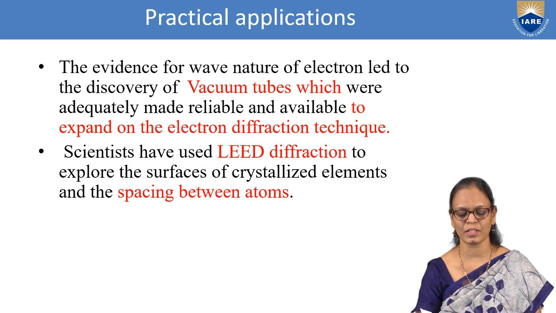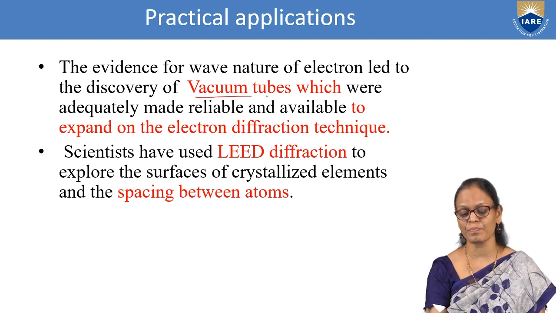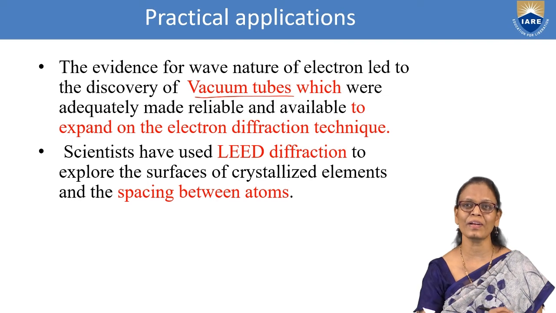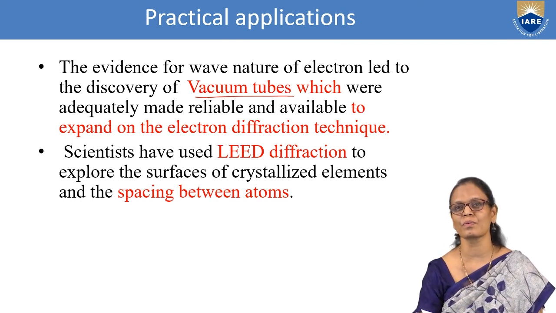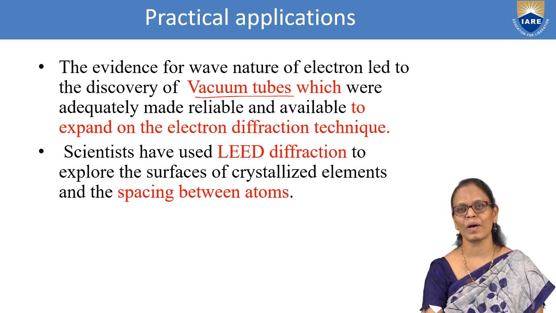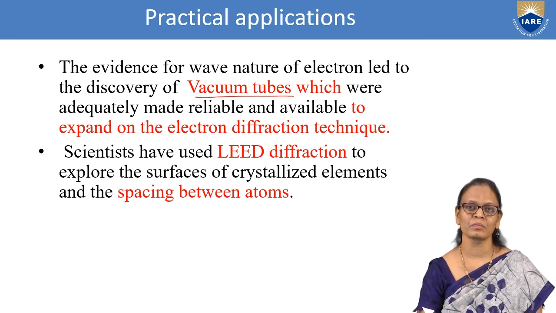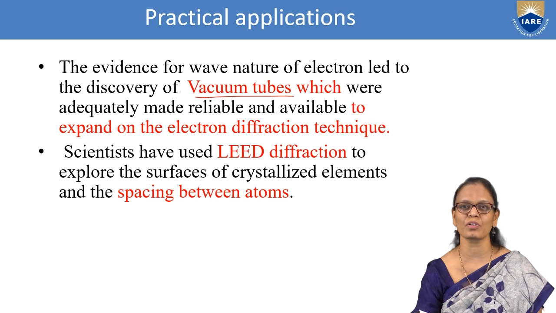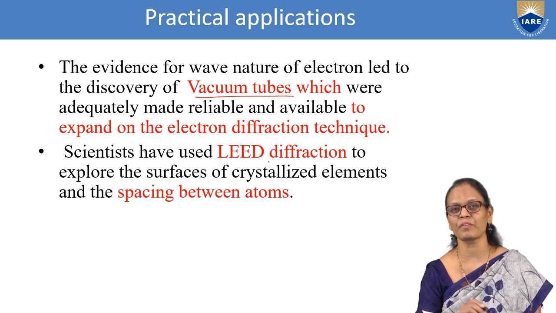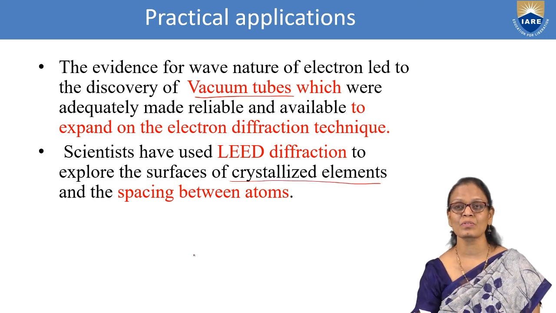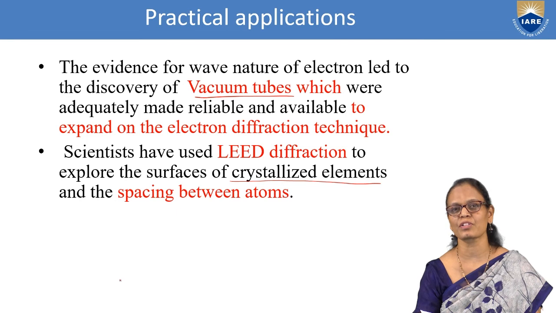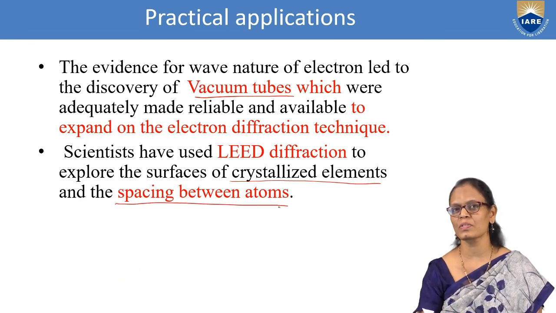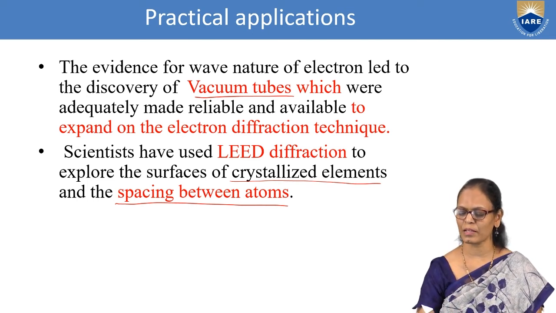So what are the practical applications here? We are using them in vacuum tubes. This helped in the discovery of vacuum tubes, which are widely used, reliable and available. Whenever we use vacuum tubes, we have to remember the experiment which helped prove the wave nature of electrons. Also, scientists use LED diffraction to explore the surface of crystallized elements. Whenever they find different elements in nature and have to study their crystalline structure, they use this diffraction method, and they can also find the spacing, because we are using Bragg's law, n lambda is equal to 2d sine theta, where d is the spacing between the atoms. So if that formula is correct, they can apply it to any atom and find the spacing between the atoms.